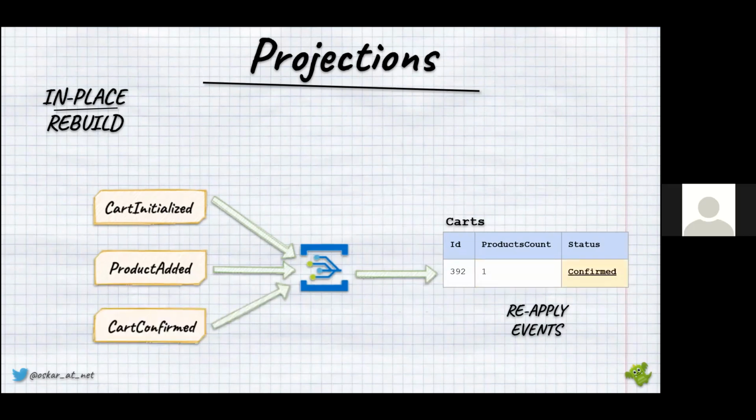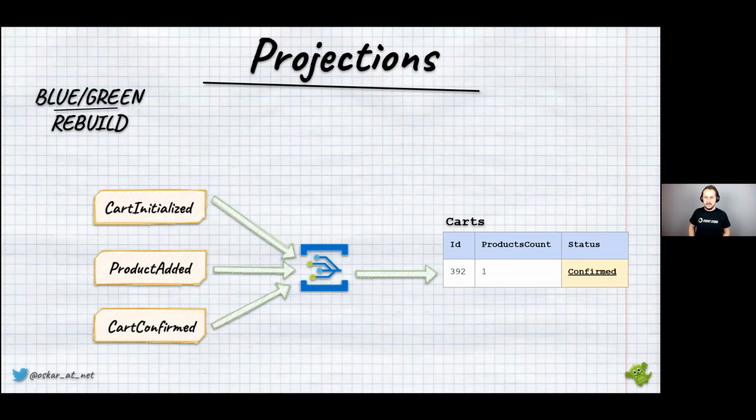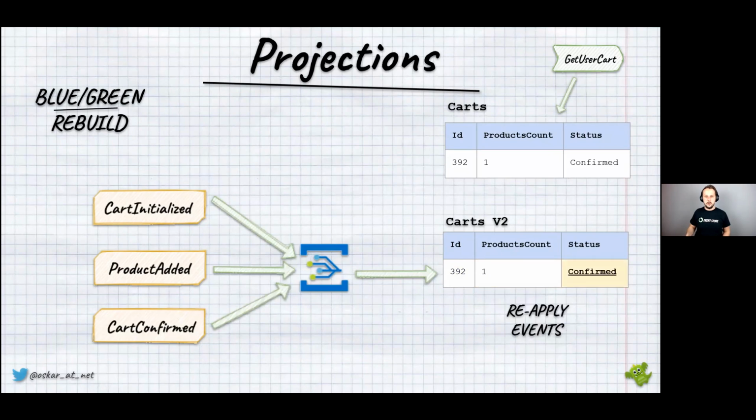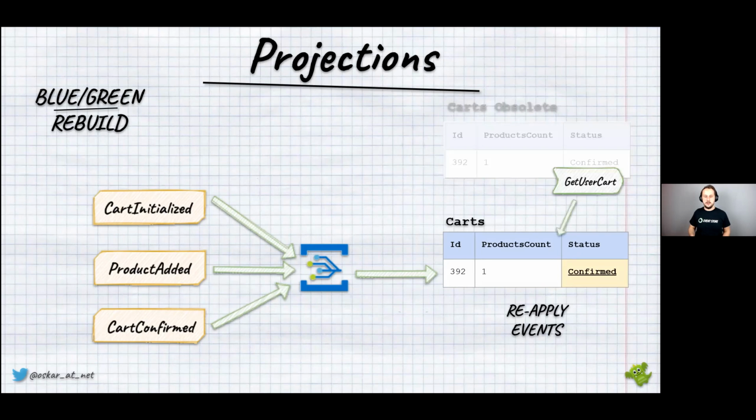But of course, nowadays, everyone wants to have a blue-green deployment, and that's also doable. So for zero downtime, we can create a new read model in parallel, for example, a new table, new schema, new collection, etc. And the queries will be still happening and occurring to the old one, the old read model, and we will be applying all of the events to the new one. And after we caught up, then we can replace those read models, and then queries will go to the new one.